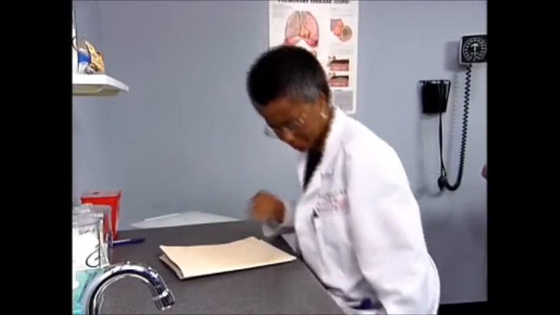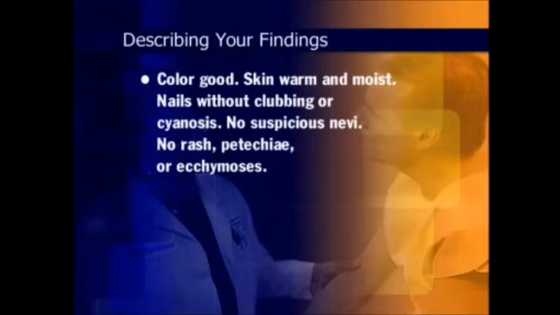A clear, well-organized clinical record, employing language that is neutral, professional, and succinct, is one of the most important adjuncts to patient care. For a healthy patient, your write-up might include language such as color good, skin warm and moist, nails without clubbing or cyanosis, no suspicious nevi, no rash, petechiae, or ecchymosis.